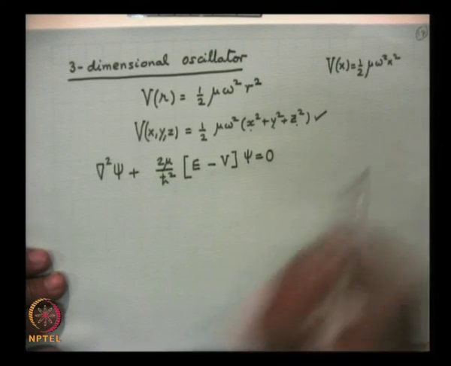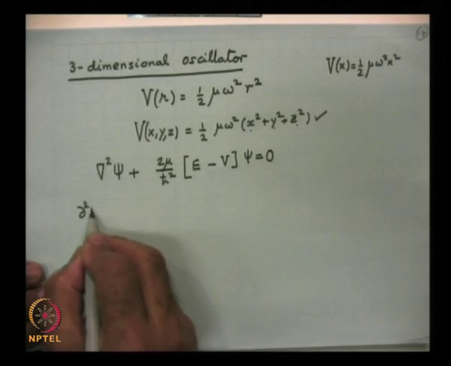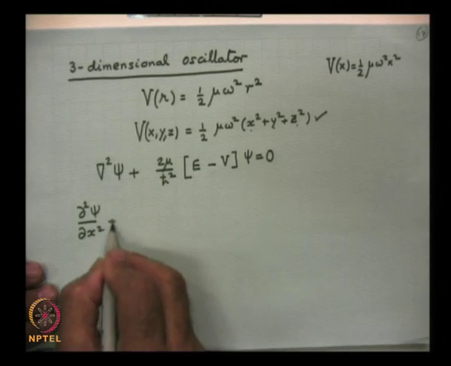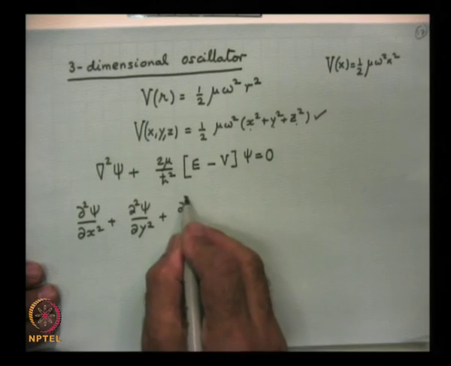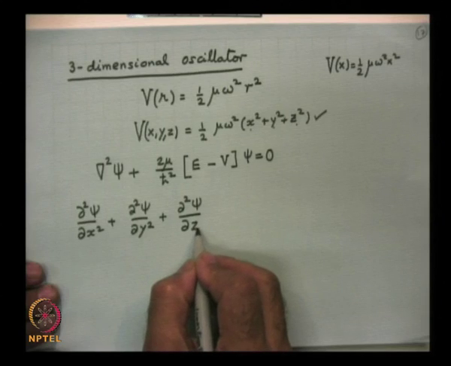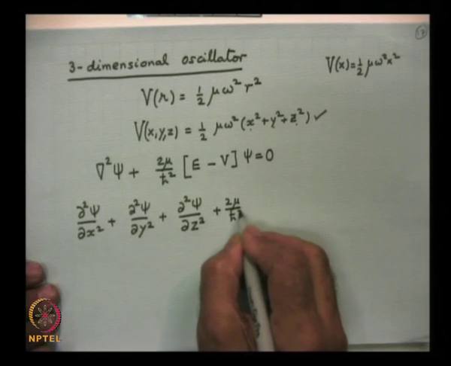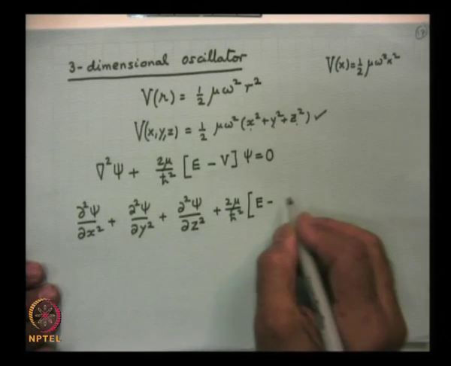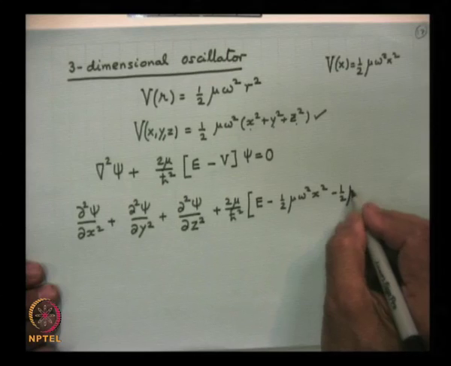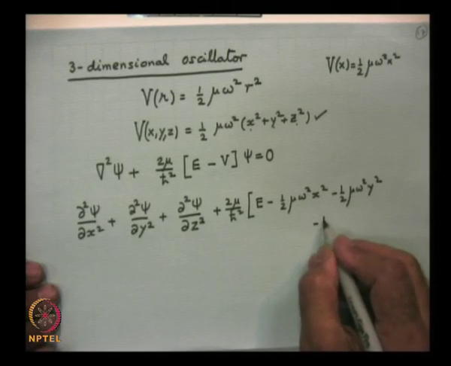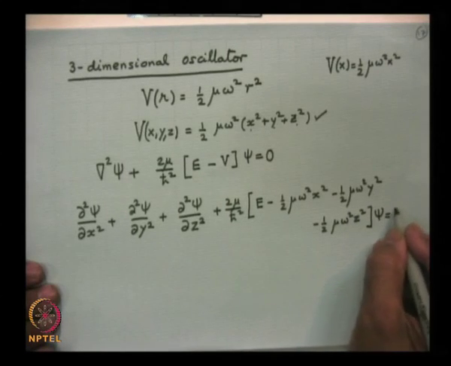So, we will use first this representation, and therefore, we will use the Cartesian system of coordinates, that is del 2 psi by del x square plus del 2 psi by del y square plus del 2 psi by del z square plus 2 mu by h cross square, E minus half mu omega square x square minus half mu omega square y square minus half mu omega square z square, psi is equal to 0.